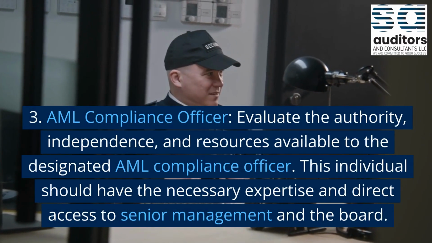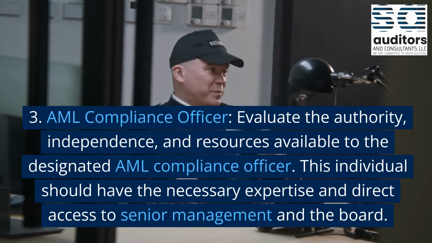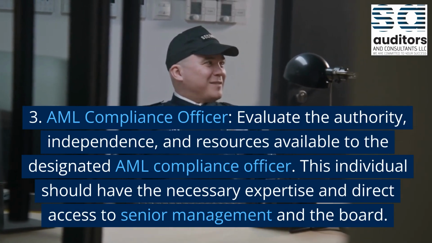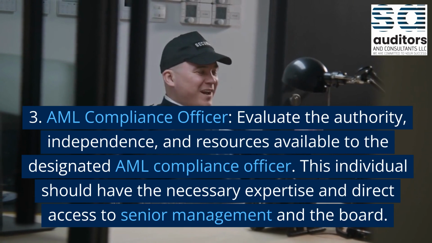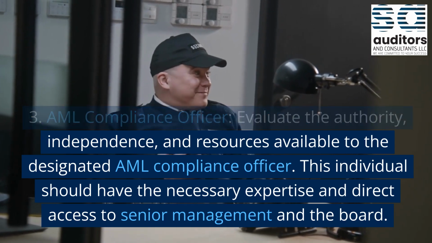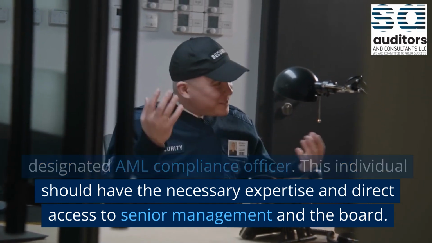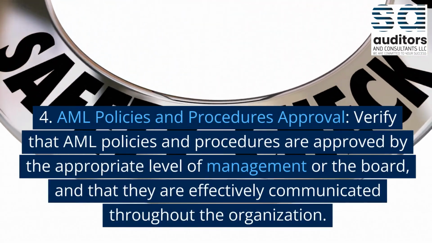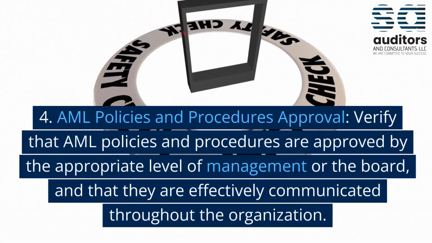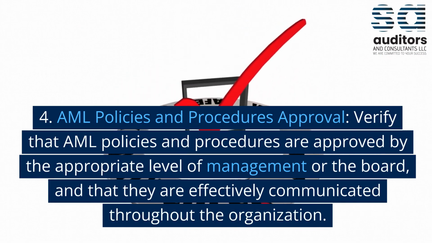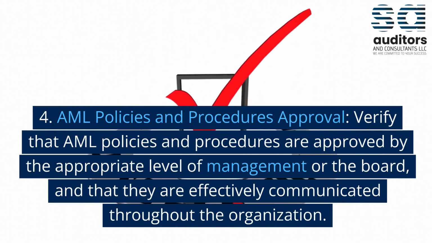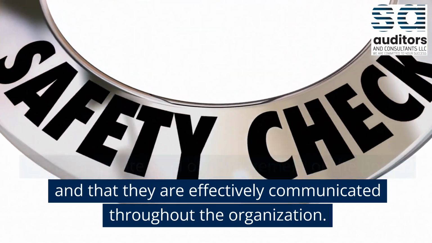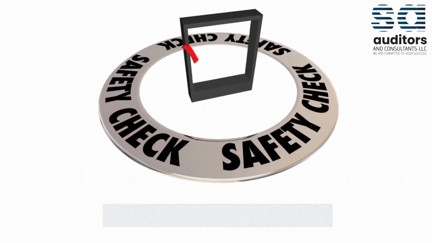3. AML Compliance Officer. Evaluate the authority, independence, and resources available to the designated AML Compliance Officer. This individual should have the necessary expertise and direct access to senior management and the board. 4. AML Policies and Procedures Approval. Verify that AML policies and procedures are approved by the appropriate level of management or the board, and that they are effectively communicated throughout the organization.